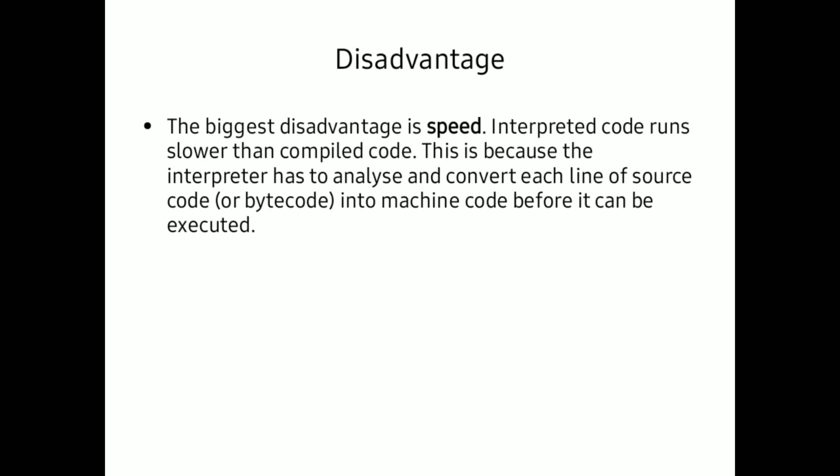Along with an advantage, there is also a disadvantage with the pure interpreter. The biggest disadvantage is that it is slower than compiled code. This is because the interpreter has to analyze and convert each line of source code into machine code before it can be executed. That's why it takes more time for execution. So the speed of the interpreter system is very slow.